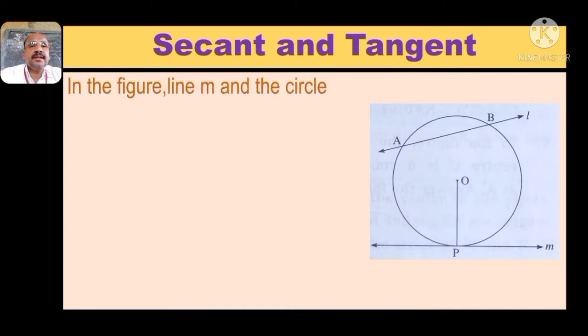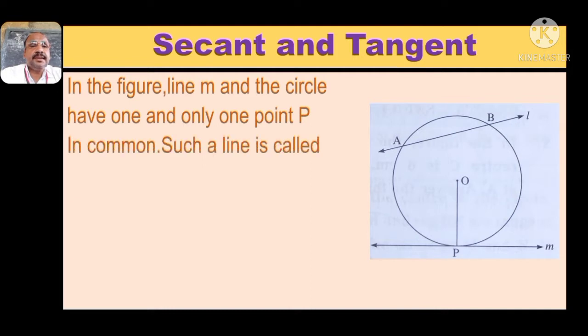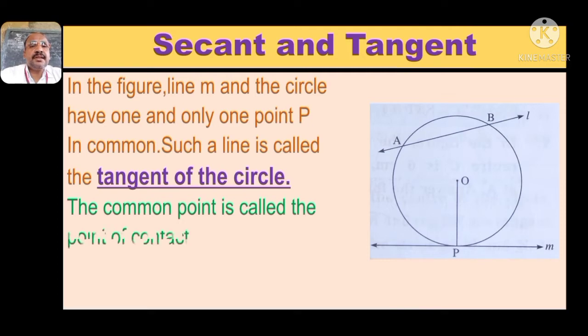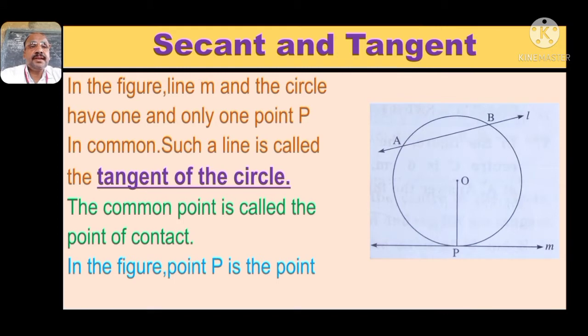In the figure, line M and the circle have one and only one point P in common. Such a line is called the tangent of the circle. The common point is called the point of contact. In the figure, point P is the point of contact.